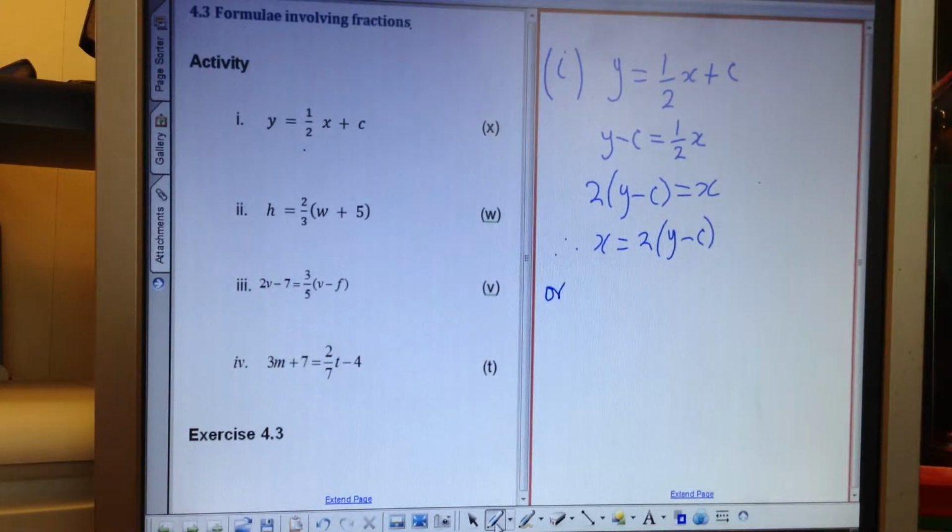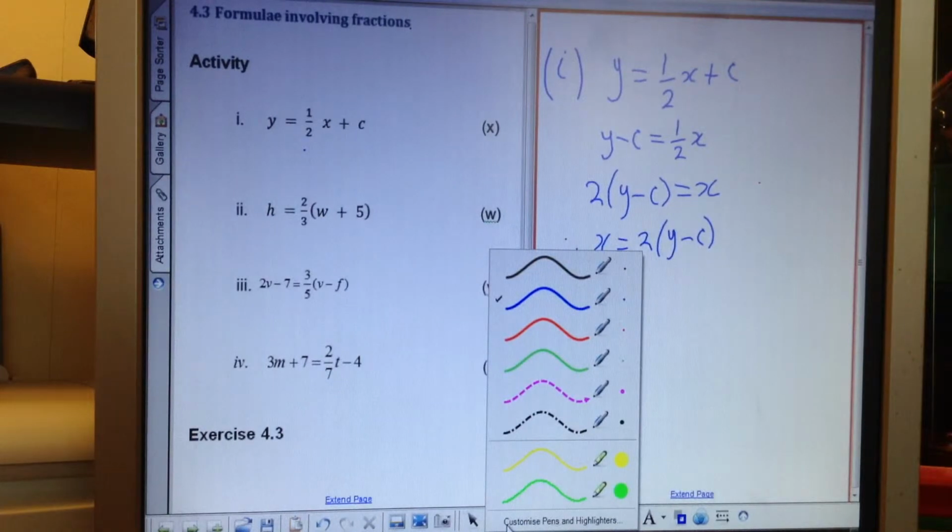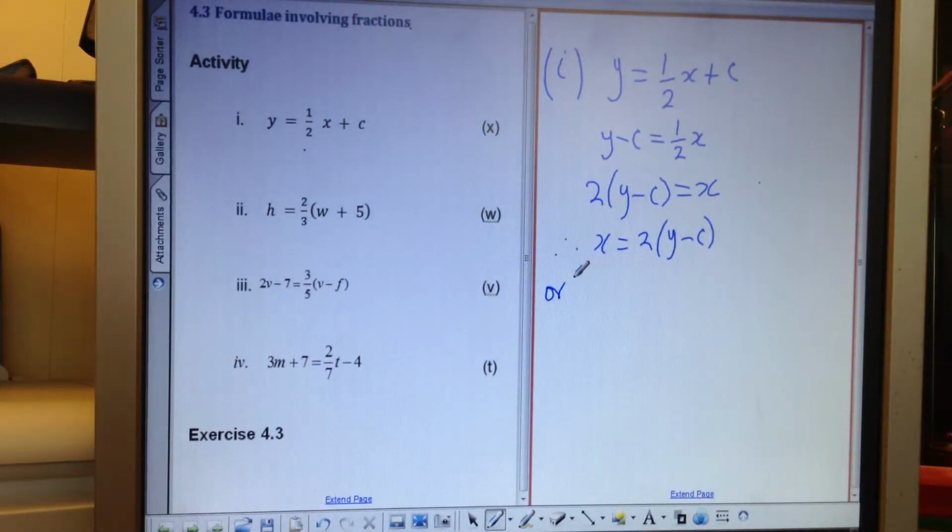Or one other way to do that is to have your y equals half x add c. We can start straight away by getting rid of the fraction. So we multiply each term by 2. So if we multiply here by 2, we get 2y, because half x times 2 will be left with x, and we multiply here by 2 to get 2c. So we have cleared the fraction from the whole formula.